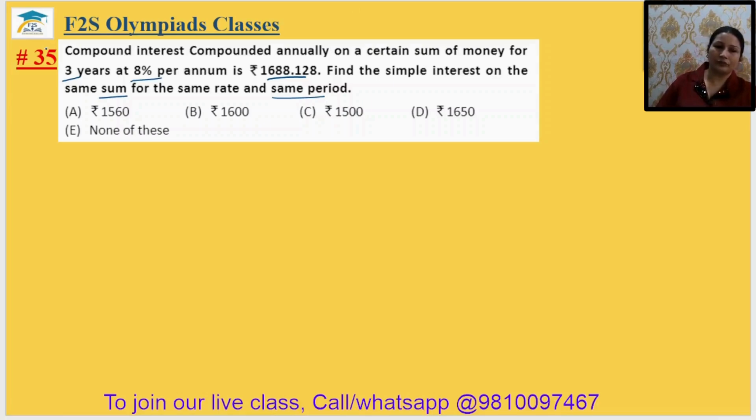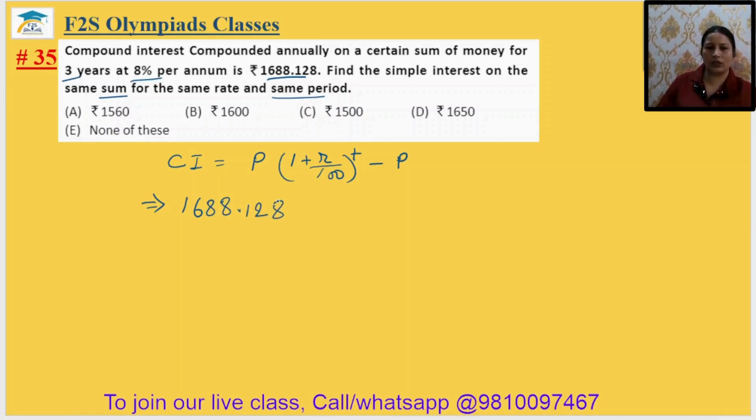Okay? So we know the formula for compound interest equal to P into 1 plus R by 100 to the power T minus P. And compound interest is given 1688.128. P will be as it is 1 plus 8 by 100 to the power 3 minus P.